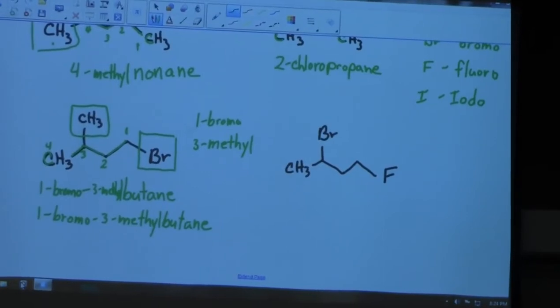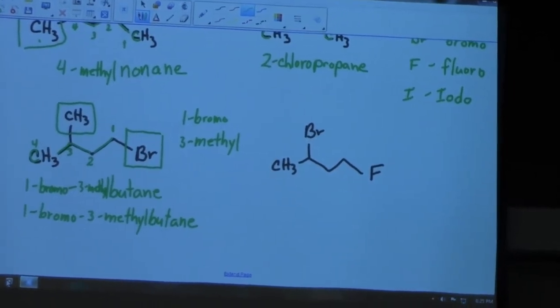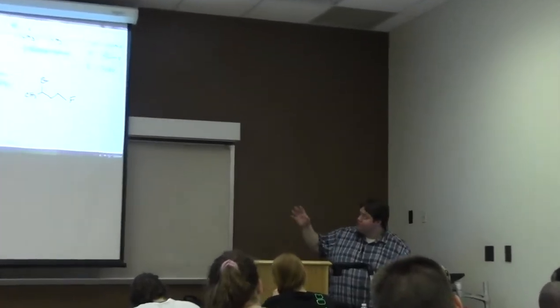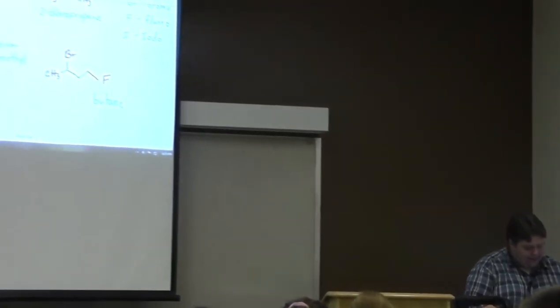Okay, how would you name this one right here? Where do we always start no matter what we're looking at? We're always going to look for the longest carbon chain. We've already done the functional group check, and there's nothing special on there except for halogens. So we have 1, 2, 3, 4 carbons, which makes this a butane system. Again, I have 2 substituents, 2 groups attached to the chain.